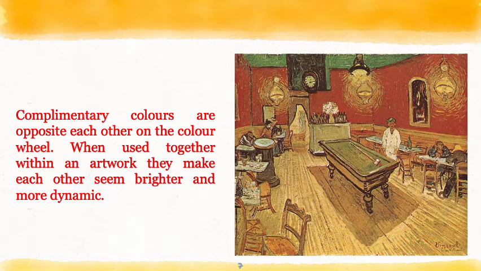So complementary colors are opposite each other on a color wheel, but if they are used in an artwork, they make each other seem brighter and more dynamic. That's why the color wheel is not just used on paintings or artwork, but also on decision making. I use it myself.